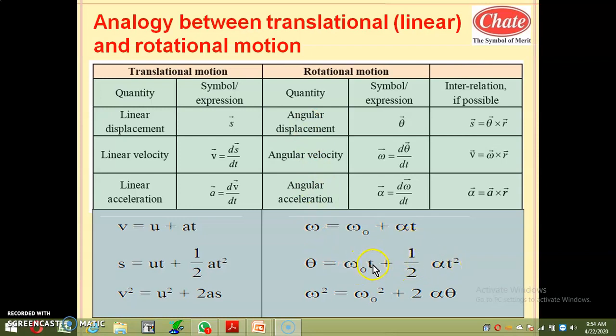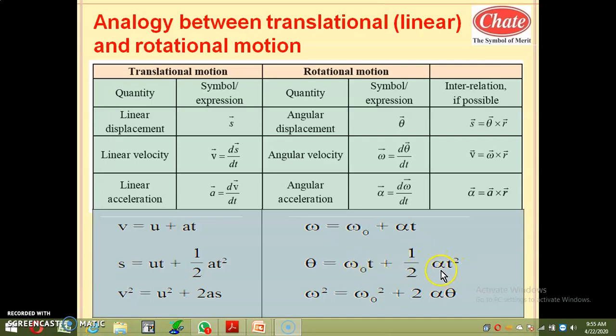These equations also can be derived, but it is not part of our study. Their derivations are also given in various books. As you have studied in class 9, the derivations of these, in the same manner we can derive these equations. So theta equal to omega naught t plus half alpha t square. This can be written as theta equal to omega 1 t plus half alpha t square.